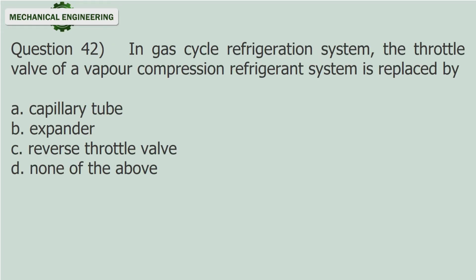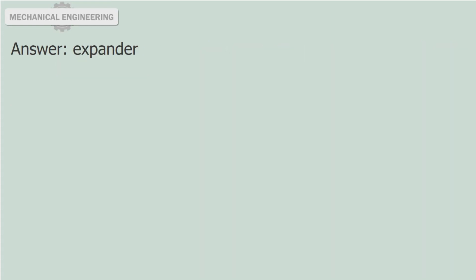Question 42. In gas cycle refrigeration system, the throttle valve of a vapor compression refrigerant system is replaced by A. Capillary tube. B. Expander. C. Reverse throttle valve. D. None of the above. Answer: expander.